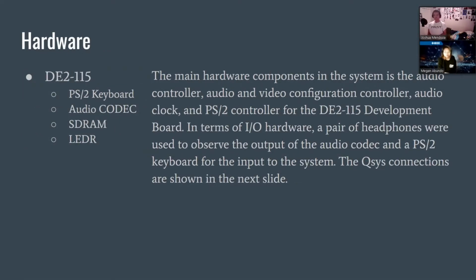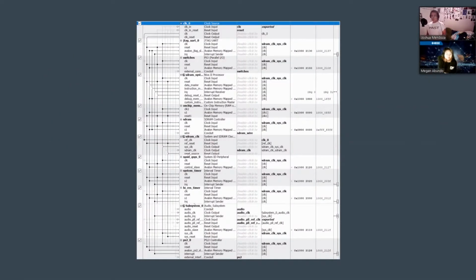Here's our hardware. Involving the DE2115 board, we used a PS2 keyboard, we involved the audio codec, we used SD-RAM as our main storage, and some other PIOs such as the LED-Rs. Here are our connections. Again, we have all our necessary components. You can notice that for our audio solution, we chose to use an audio subsystem along with the PS2 controller.